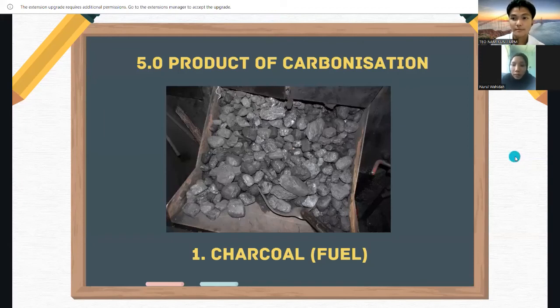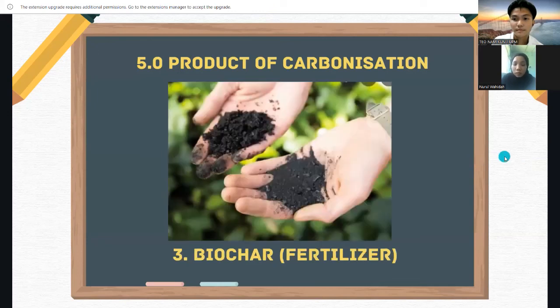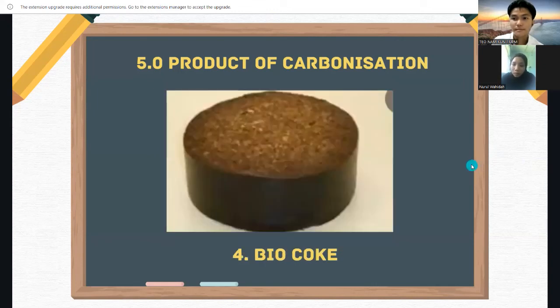I will tell you about examples of products of carbonization. First is charcoal, which can produce fuel. Second is activated charcoal. Next is biochar, which we can use as a fertilizer. And biocoke.